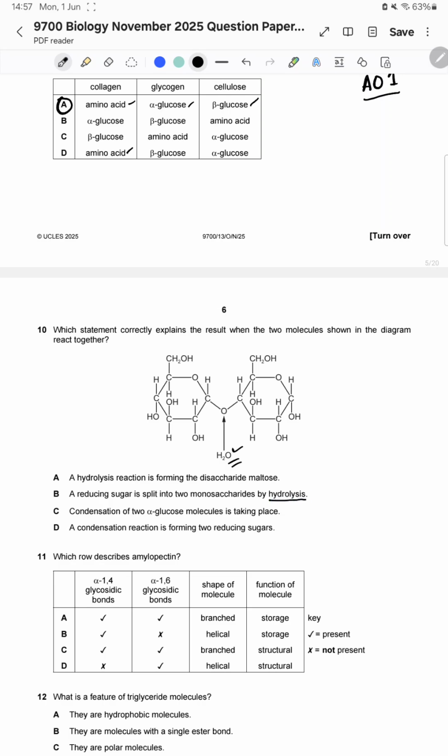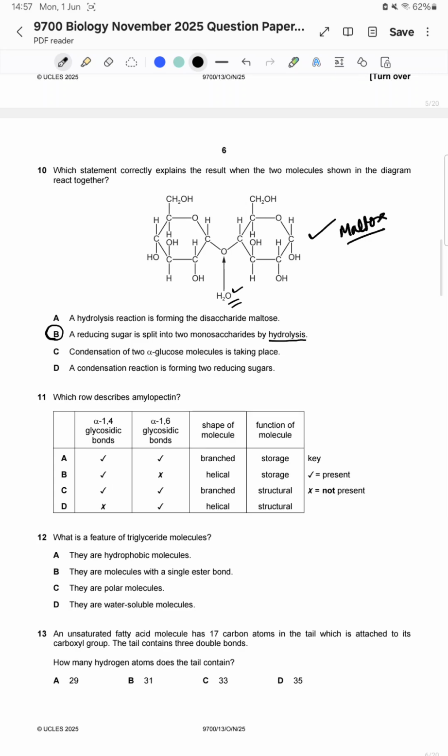Hydrolysis, of course. So we want to break down this disaccharide into two monosaccharides, which is what B says. A reducing sugar is split. And why is it a reducing sugar? Because it is the structure of maltose. Okay, so maltose is a reducing sugar. It's split into two monosaccharides, which are alpha glucose, by hydrolysis. So B is relevant over here.